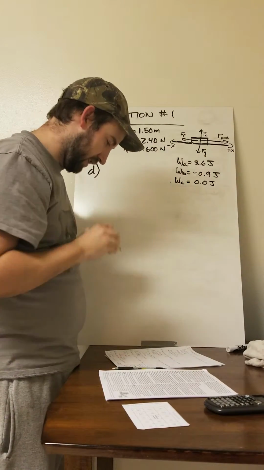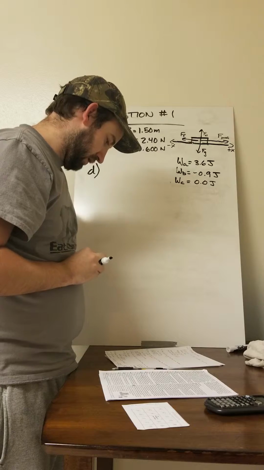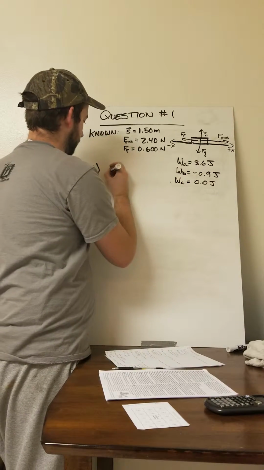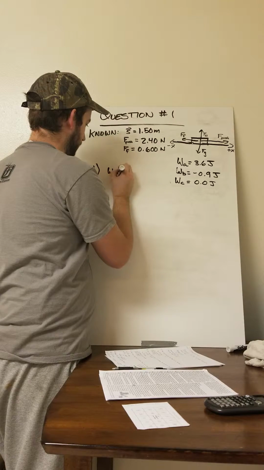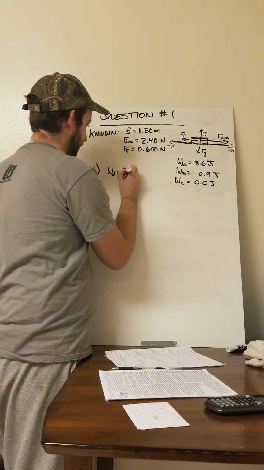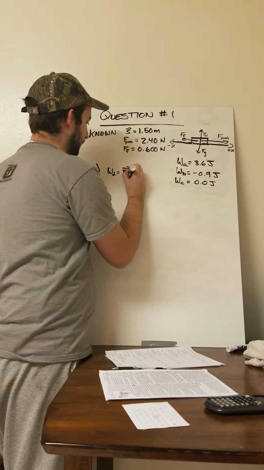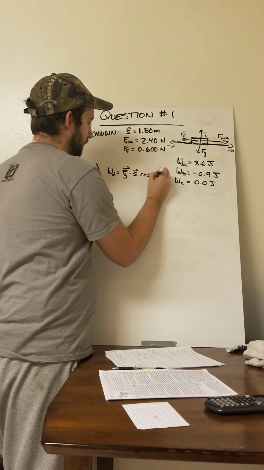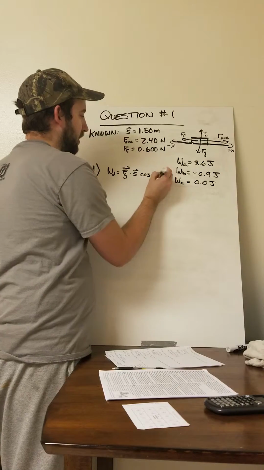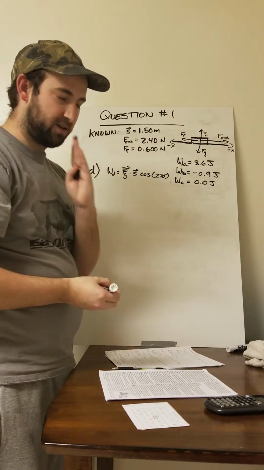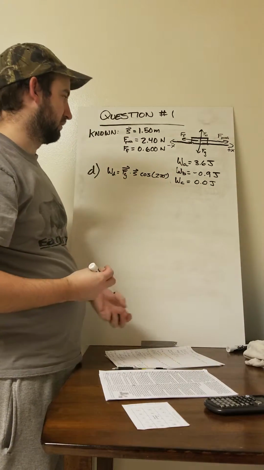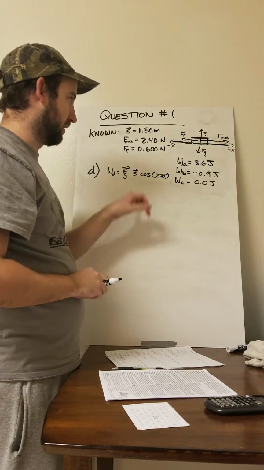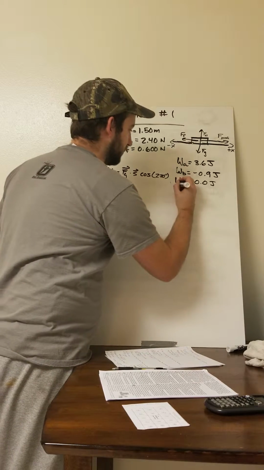So now part D is the work from gravity, and it's going to be 270 degrees, which the cosine of 270 is 0. So just like with the normal force, it's going to equal 0.